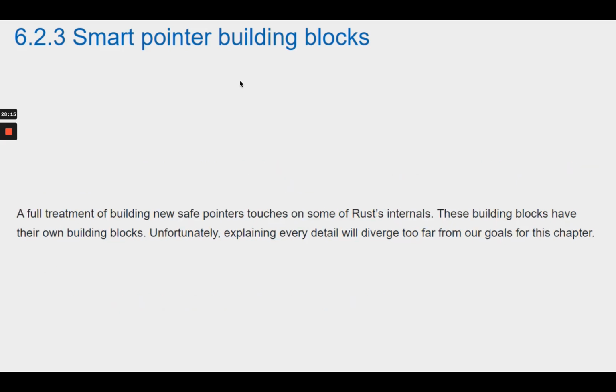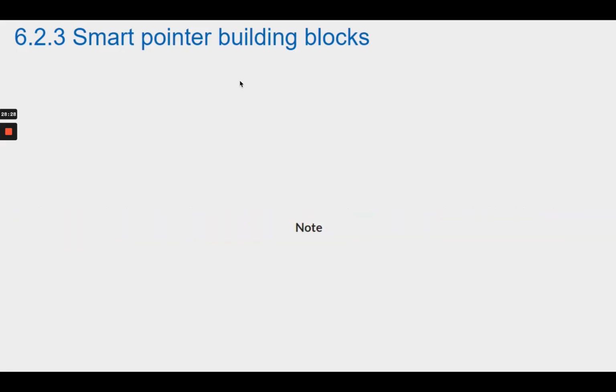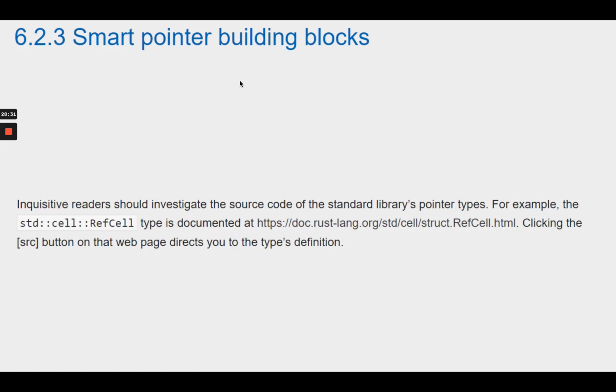A full treatment of building new safe pointers touches on some of Rust's internals. These building blocks have their own building blocks. Unfortunately, explaining every detail will diverge too far from our goals for this chapter. Note: inquisitive readers should investigate the source code of the standard library's pointer types. For example, the std::cell::RefCell type is documented at this URL. Clicking the SRC button on that web page directs you to the type's definition.